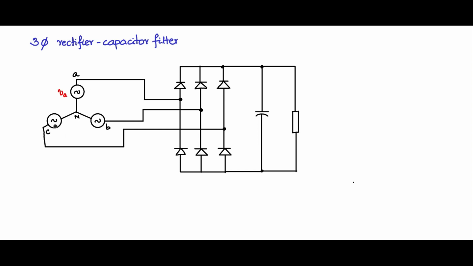So this is A, B, C. This will be VA, VB, VC, let us say, measured in this fashion. This is V0 and I. Except for the addition of this extra diode bridge and three-phase supply, the rest remains the same. Let us look at the waveforms of this current and the output voltage to understand the three-phase rectifier capacitor filter operation.